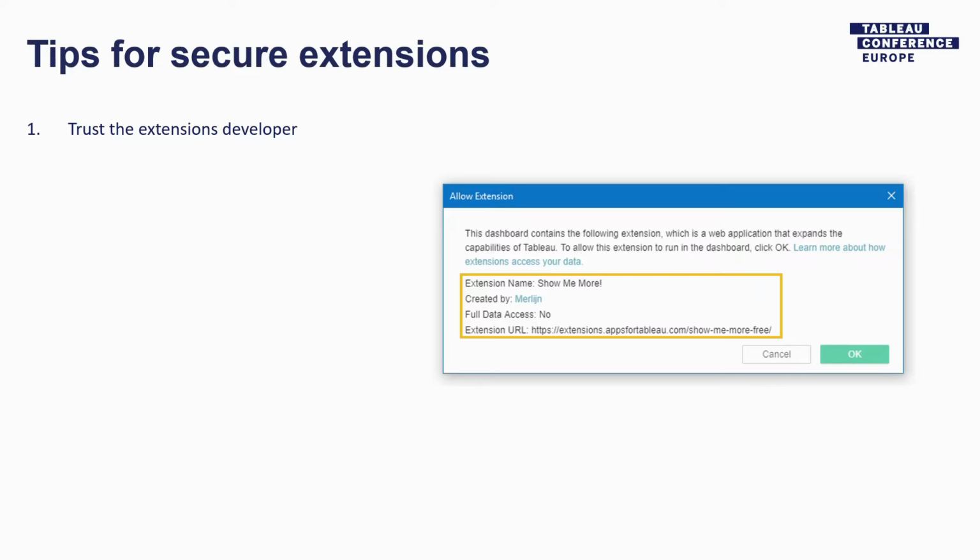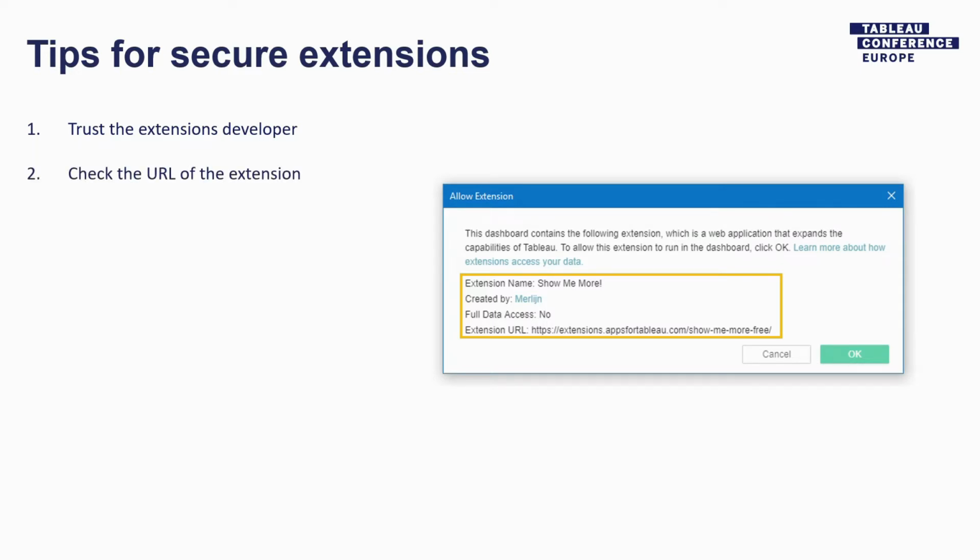It's like the extension name, it's created by Merlijn, and you can click on this name, you can go to the website. There's some information about the full data access, the URL to the extension is here. And there's also a little bit of text at the top. And when you click on the learn more about how extensions access your data, you get even more information by Tableau on how extensions are using your dashboard. Okay, so that's the first one.